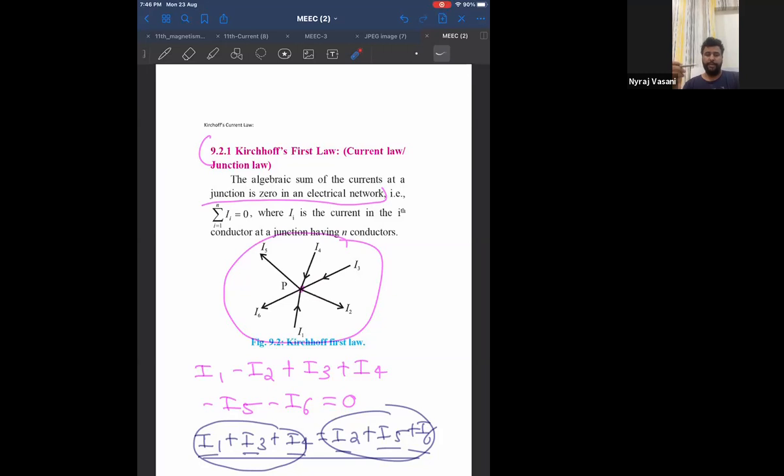Arpit, you have to draw the diagram that is on the screen, and below that write down the two equations that I have written. And somewhere in your notebook, you can also write: current entering is considered positive and current leaving will be taken as negative.